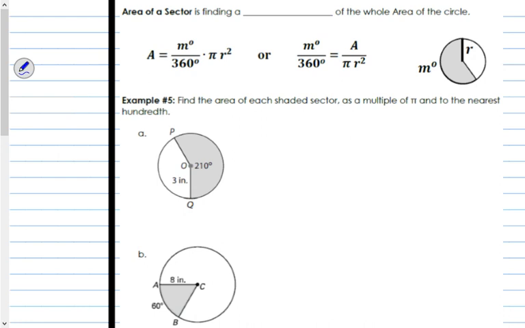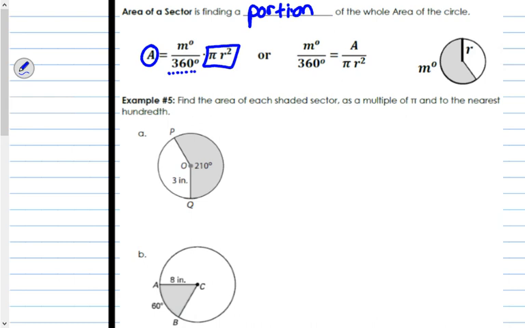Area of a sector is finding a portion of the whole area of the circle, or a piece of it. It's like finding the piece of the pie. I'm not finding the whole pie, I'm finding the piece of it. And the area formula is still very similar. You still have area equals pi r squared, but now you're multiplying it by a fraction. And that fraction always has a denominator of 360 because there are 360 degrees in a circle.